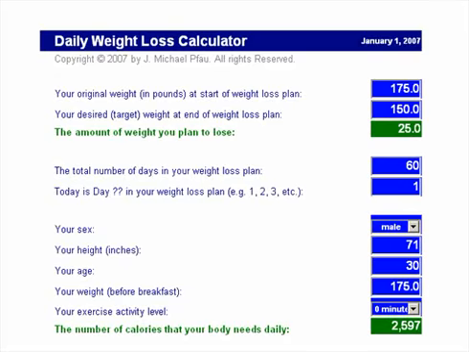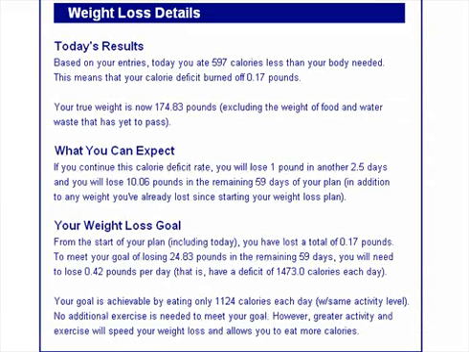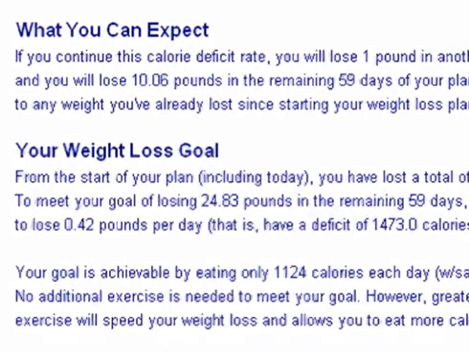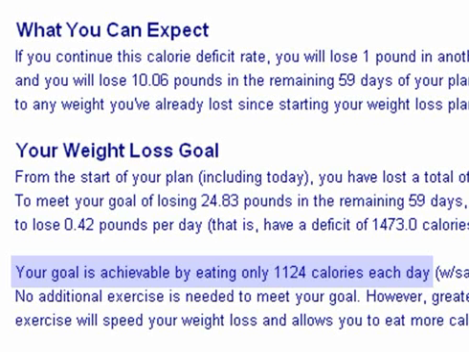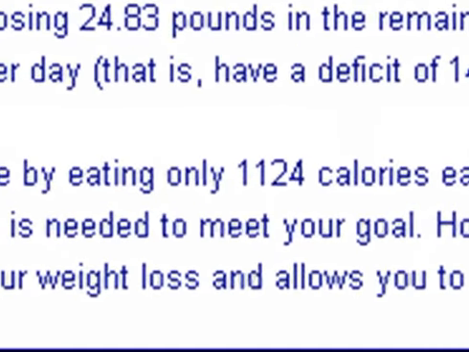I've gone back to the first section of the calculator and I've changed the total number of days in my weight loss plan from 30 to 60, and we'll see at the bottom of our calculator in the results section, especially in the weight loss details section, that it's generated a new calculation result. Let's look at the final paragraph, and it says that my goal is now achievable by eating only 1,124 calories each day. So for the next 60 days, if I eat about 1,100 calories, I will achieve that 25-pound drop in weight during those 60 days.